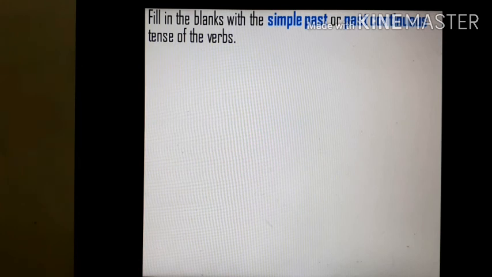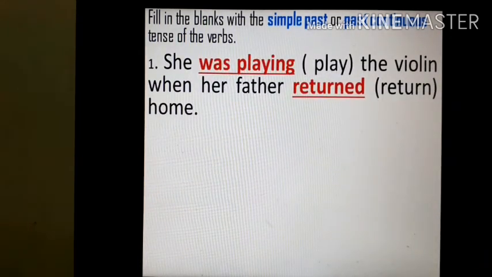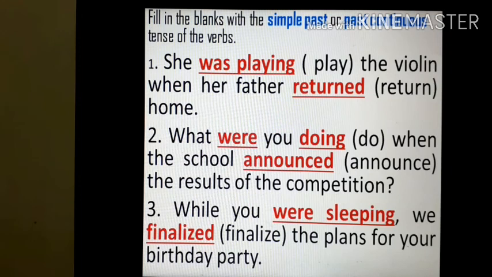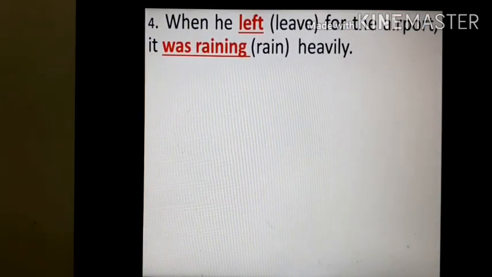Let's see one more exercise. Fill in the blanks with the simple past or past continuous tense of the verbs. Number 1. She was playing the violin when her father returned home. Second, what were you doing when the school announced the results of the competition? Third, while you were sleeping, we finalized the plans for your birthday party. Number 4, when you left for the airport, it was raining heavily.